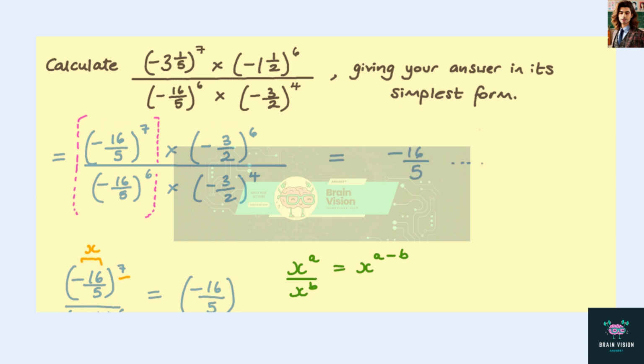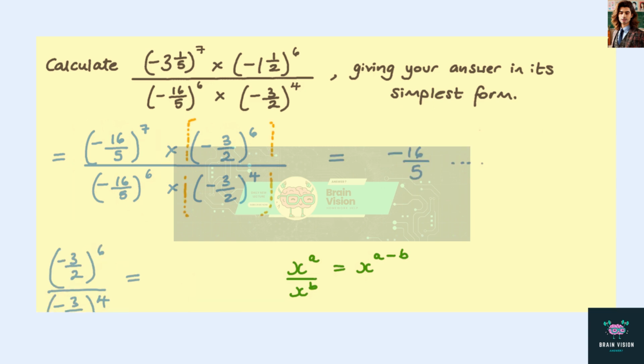Now let's simplify the second part of this fraction. Using the same rule of exponents to simplify -3 over 2 to the 6th power over -3 over 2 to the 4th power gives us -3 over 2 squared, remembering that the squared comes from 6 subtract 4. So now we have a simplified calculation, -16 over 5 times -3 over 2 squared.